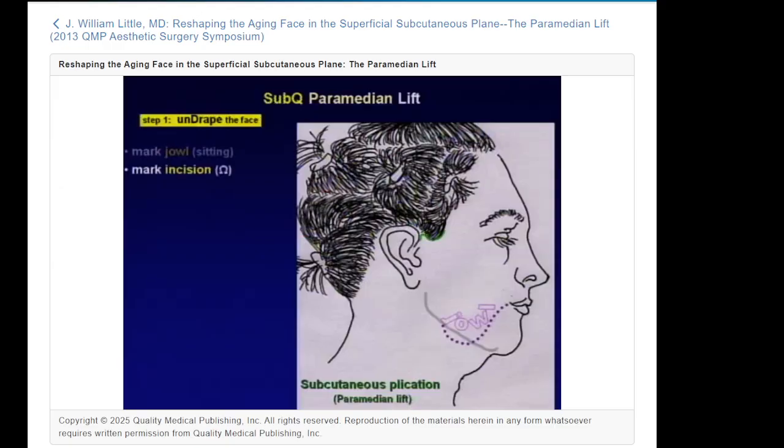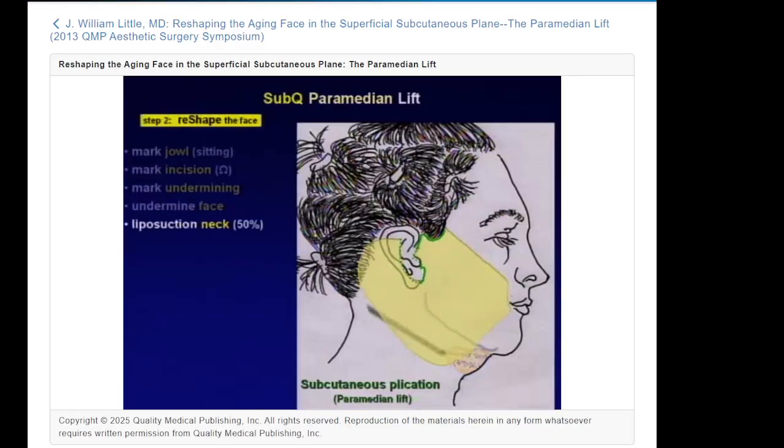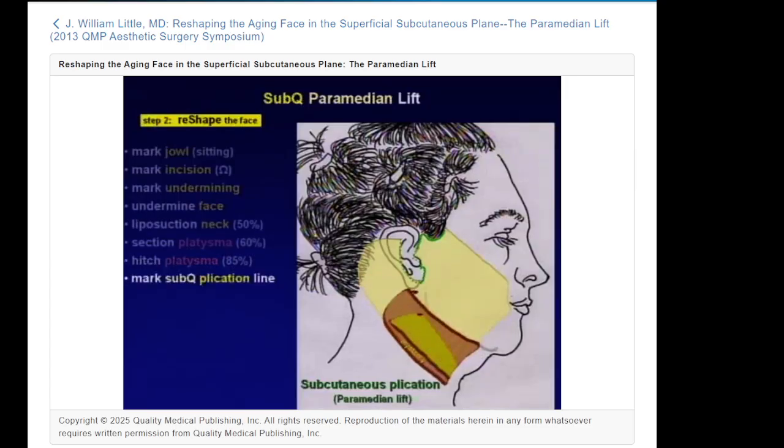I undrape the face, I mark the jowl. In the sitting position, I mark the incision. I also, Joel, never use a pretragal incision, nor do I use a posterior extension either, out from behind the retroauricular sulcus. Not for 20 years at least. I've eliminated a lot of the facelift incisions I thought were necessary. I mark the undermining. I go out to the commissure as you do, and beyond the jowl, and two fingerbreadths is enough for me into the neck, if I've got a problem neck. So it's wide undermining, and I undermine the face, and then in half remove some central fat from the neck by liposuction. I divide the platysmal muscle in 60% of patients and hitch the muscle in 85% of patients.